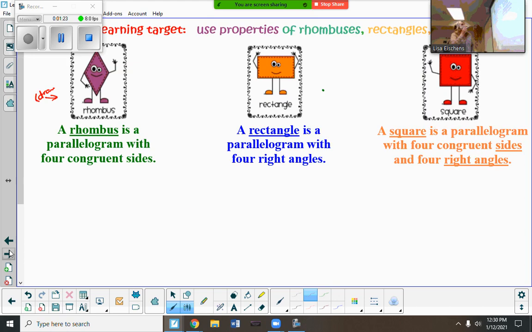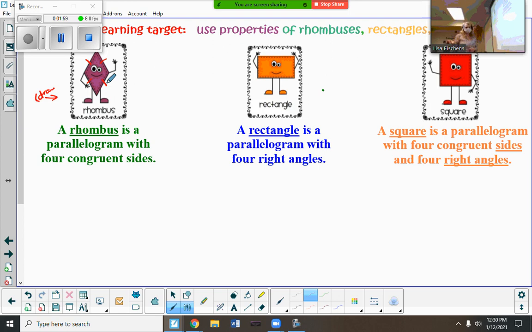In 6.4, we're going to talk about special parallelograms, and that would be a rhombus, a rectangle, and a square. So the definition of a rhombus is it's a parallelogram. So all the properties of parallelograms are true: opposite angles congruent, opposite sides congruent, etc. So a rhombus is a parallelogram that has 4 congruent sides. So I want you to draw one and mark that the 4 sides are congruent.